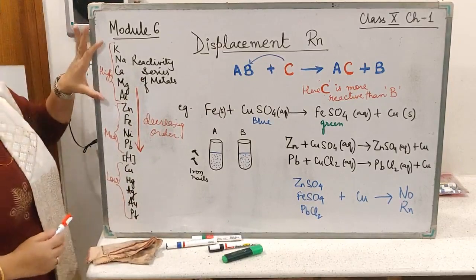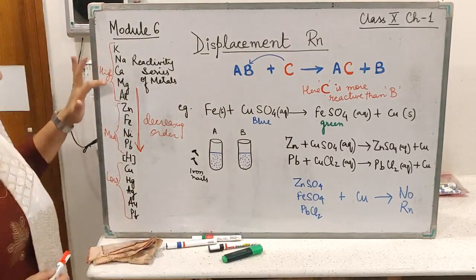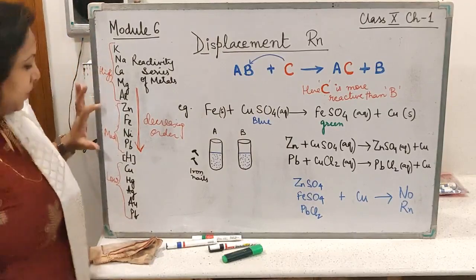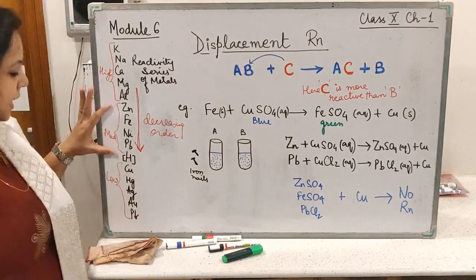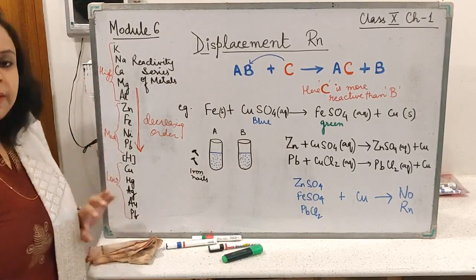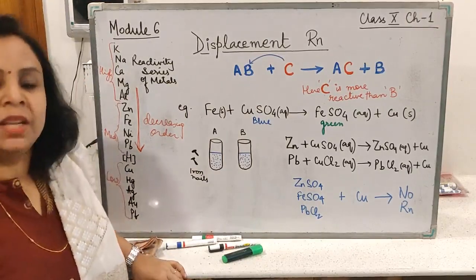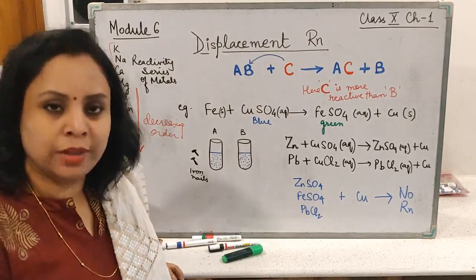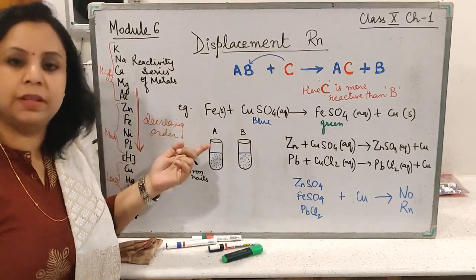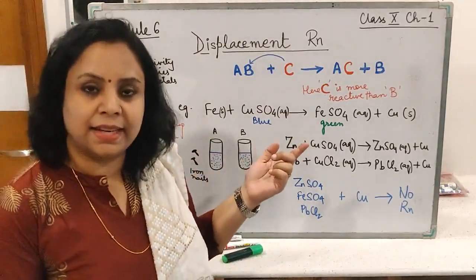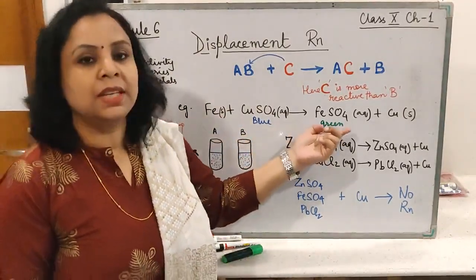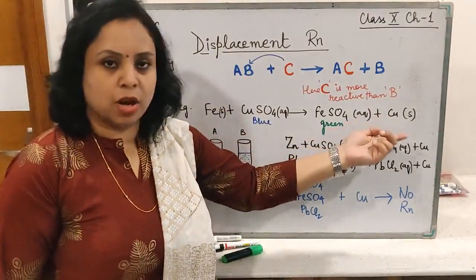If we see these elements, potassium, sodium, calcium, magnesium, aluminium, these are the metals of high reactivity. Zinc, iron, nickel, lead, these are the metals of medium reactivity, and copper, silver, mercury, gold, platinum, these elements are of low reactivity. Now let me take a classic example which is mentioned in the NCERT book also. Iron, when it reacts with copper sulfate solution, forms iron sulfate and copper.